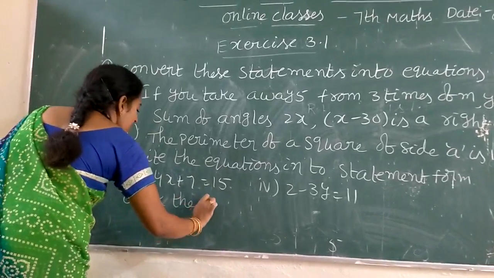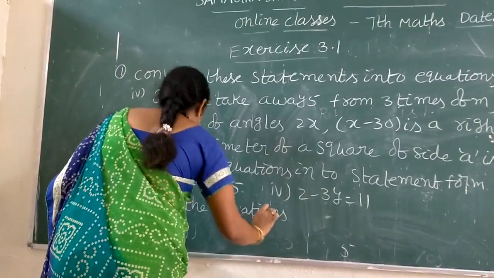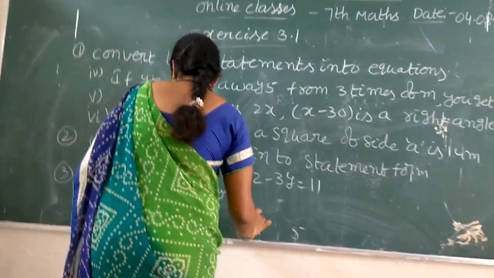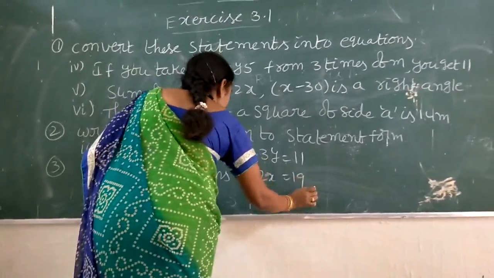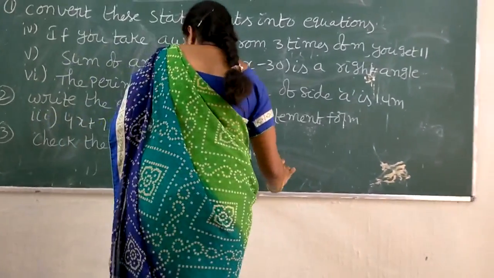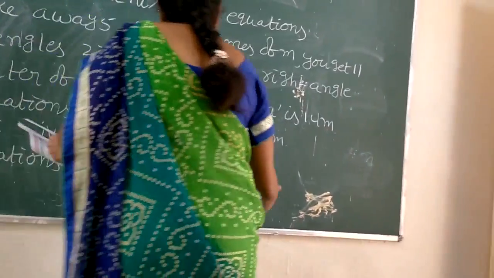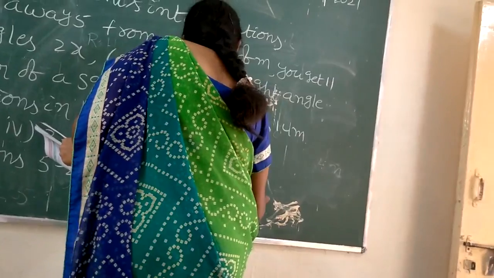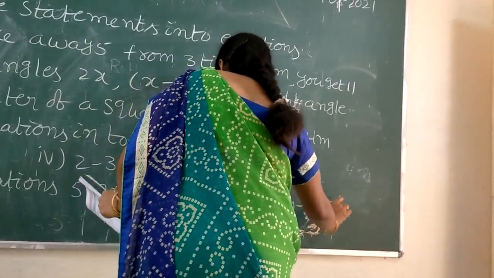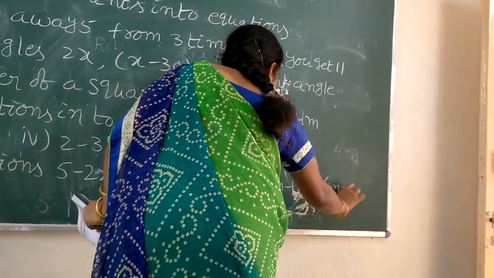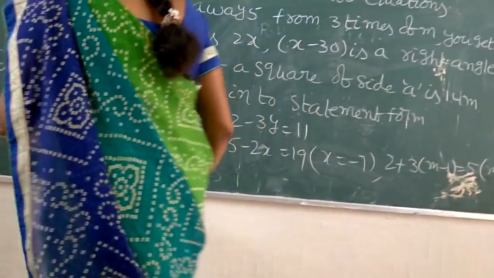Check the equations: 5 minus 2x equal to 9 for variable value x equal to minus 7. 2 plus 3 into m minus 1 equal to 5, for m equal to minus 2.